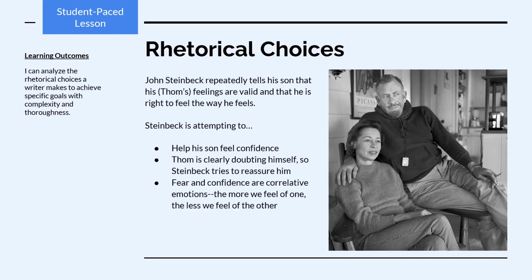Another pathos choice is when John Steinbeck repeatedly tells his son that Tom's feelings are valid and that he is right to feel the way he feels. Here, Steinbeck is attempting to help his son feel confidence. Yeah, confidence is an emotion. And that's because Tom is clearly doubting himself. So his father tries to reassure him. Fear and confidence, by the way, are correlative emotions. The more we feel of one, the less we feel of the other.